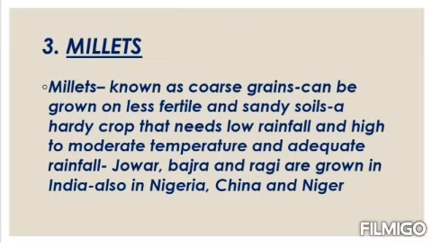Millets is another food crop. It is also known as coarse grains. It can be grown on less fertile and sandy soils. A hardy crop that needs low rainfall and high to moderate temperature. Jowar, bajra and ragi are grown in India, and also in Nigeria, China and Niger.